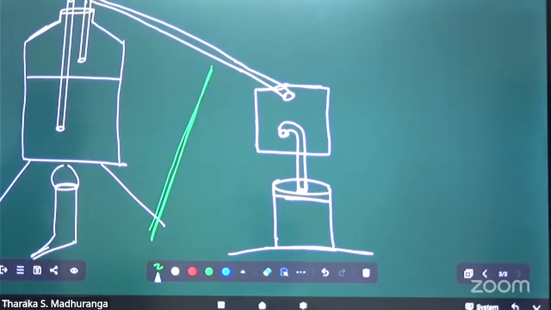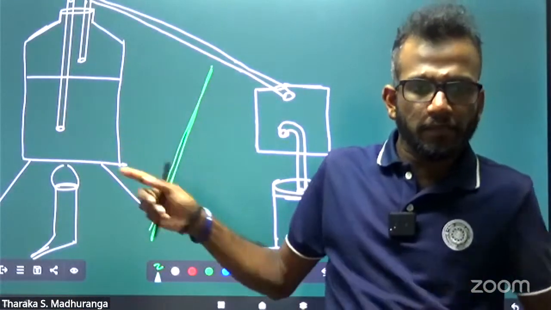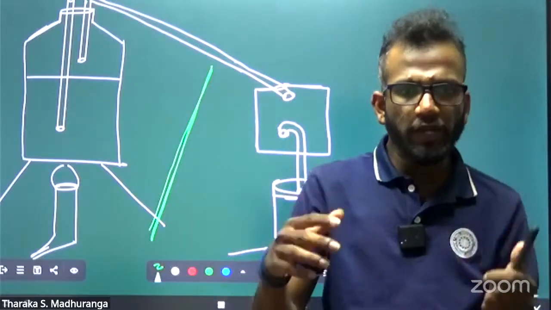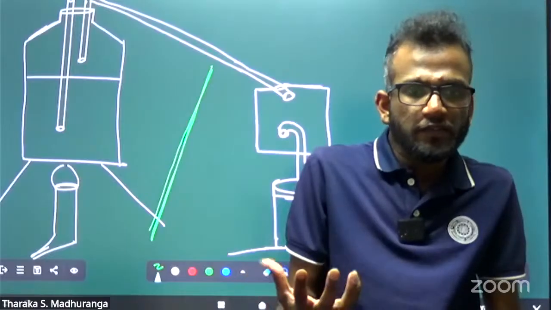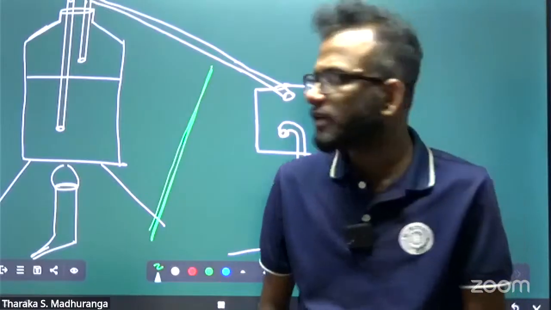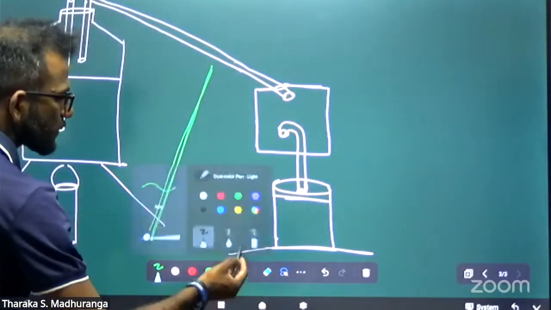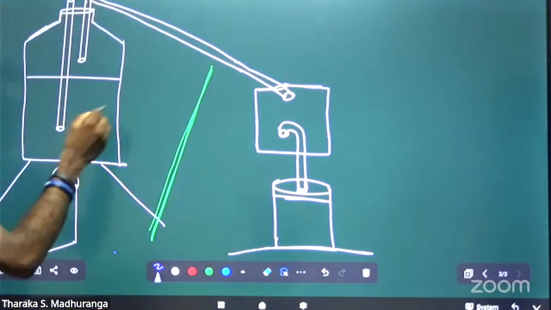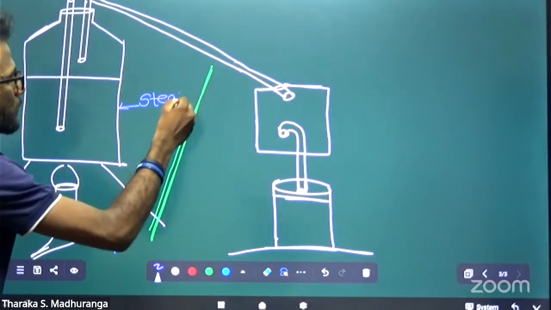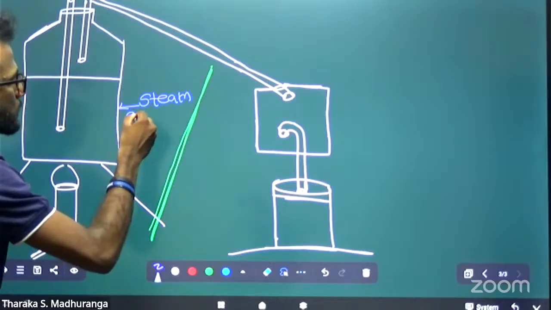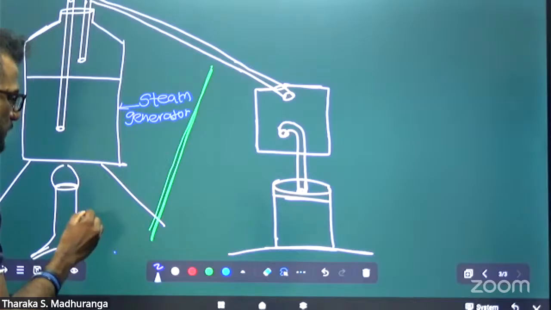Okay, now what to do? First of all, that is what we call the boiler. Inside the boiler, our target is to generate steam. The whole function of generating steam, therefore this part we call the steam generator. That's a Bunsen burner.